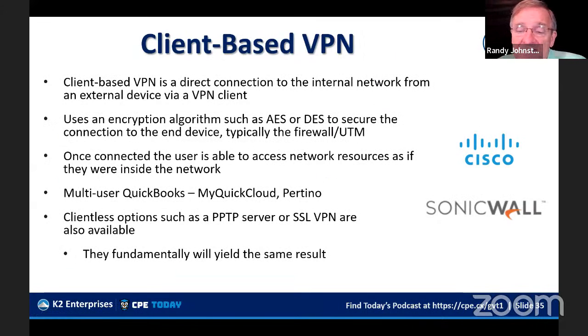Now, a client-based VPN is a direct connection to the internal network from an external device via a VPN client. And it uses an encryption algorithm like AES or DES to secure the connection to the end device. Typically, it's going to connect to the hardware firewall or unified threat manager product. Cisco and SonicWall would be examples of some of those products that are available.